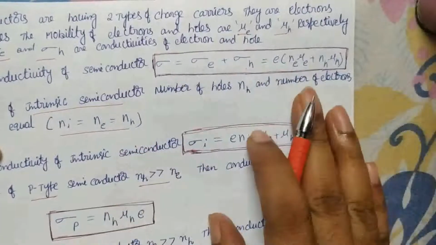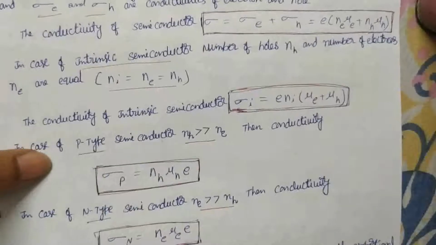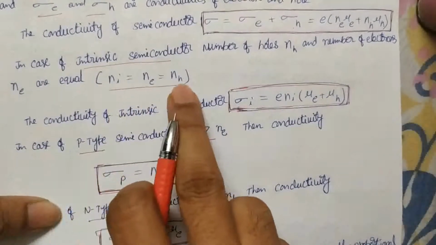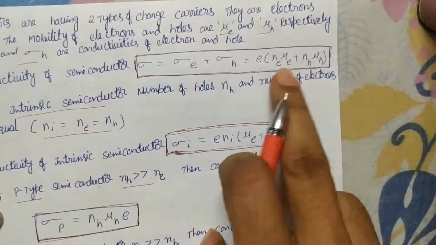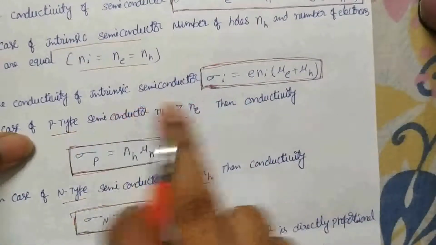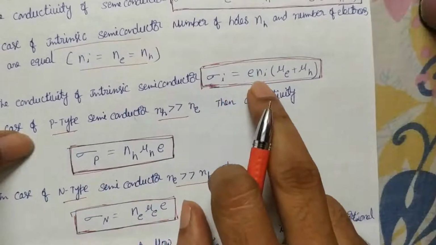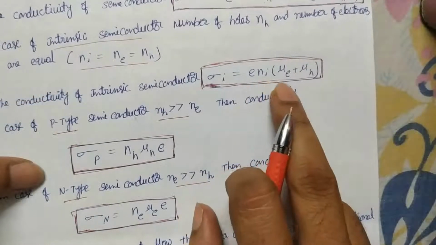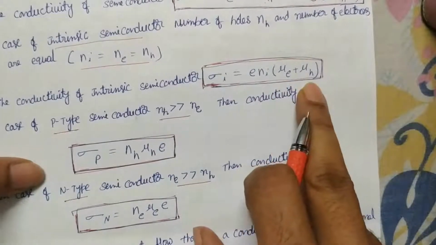Suppose there are three types of conductivity for semiconductors. One is intrinsic semiconductor. Intrinsic semiconductor means the number of electrons and the number of holes are both the same, which is equal to ni. So in place of this, ne and nh both are replaced with ni, which you take common. So what you get is the conductivity of intrinsic semiconductor, sigma i, is equal to e into ni. So charge common, and number of charges also equal for both, into mu electron plus mu hole, mobility of electron plus mobility of hole.